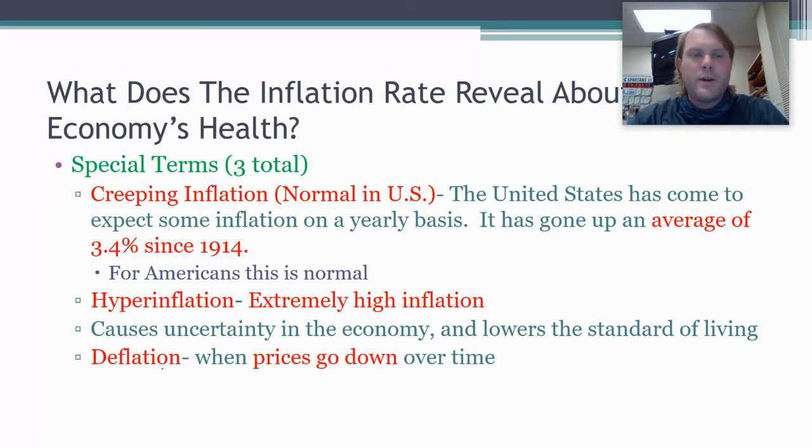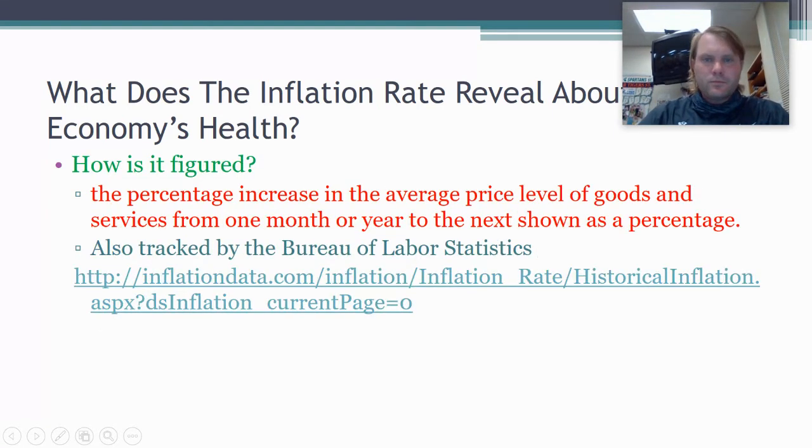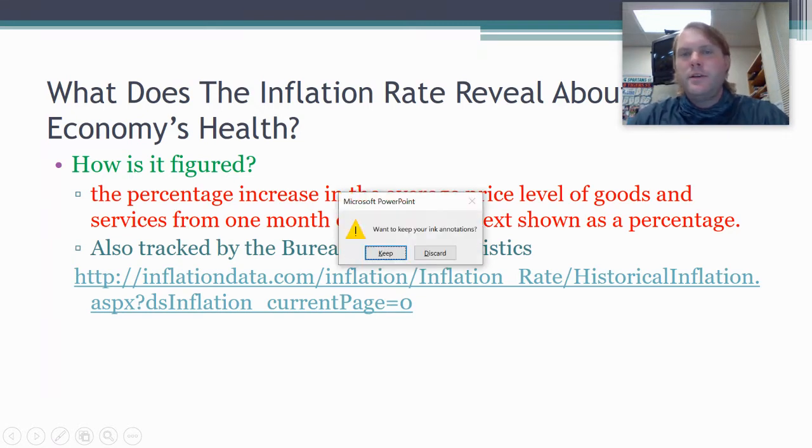And then if prices go down, we have this term deflation. Okay, we also can say negative inflation. We kind of went over how it's figured: it's the percentage increase in the price level of goods and services. Okay, so we went over how to do that in the daily blog.